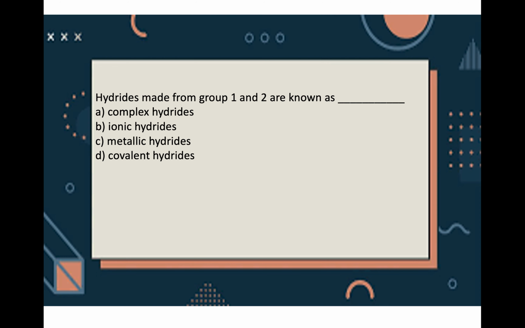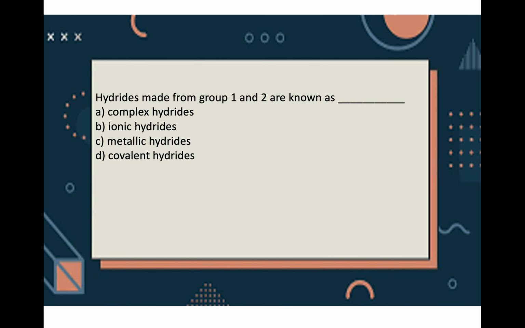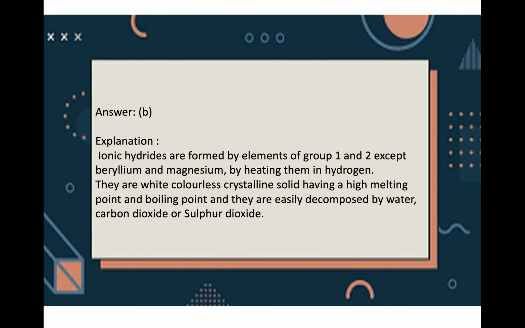First question of the MCQ today is, hydrides made from group 1 and 2 are known as A. complex hydrides, B. ionic hydrides, C. metallic hydrides and D. covalent hydride. Answer is option B, ionic hydrides. These are made from group 1 and 2. Except for beryllium and magnesium, by heating these elements in hydrogen, we can get the ionic hydrides of the corresponding elements. These are normally white colorless crystalline solids with high melting point and boiling point. They can be easily decomposed by water, carbon dioxide or sulfur dioxide.